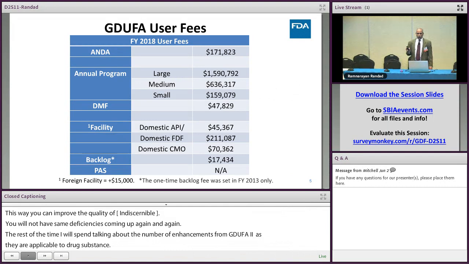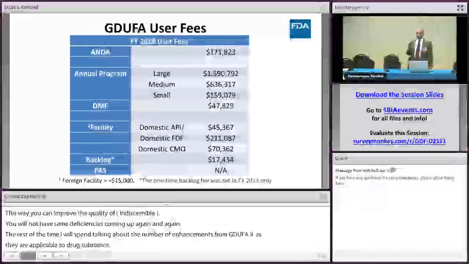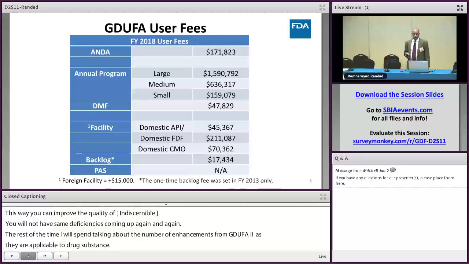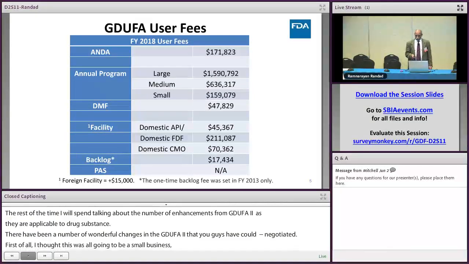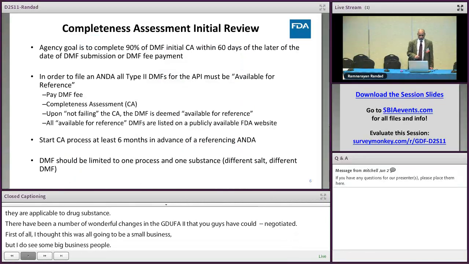First of all, I thought this was all going to be small business, but I do see some big business people. But a wonderful thing that you have negotiated is a program fee, which is only 1/10 of what the larger companies would be paying. So take advantage of that.